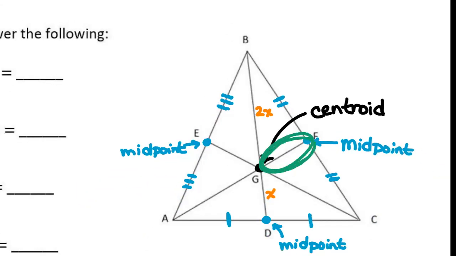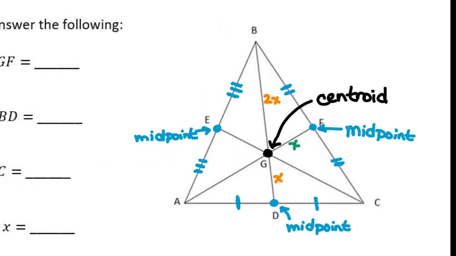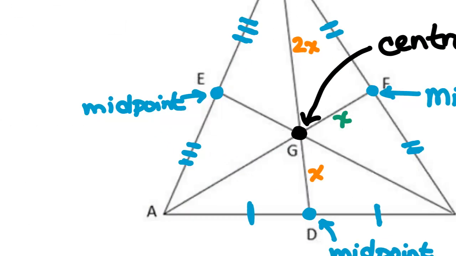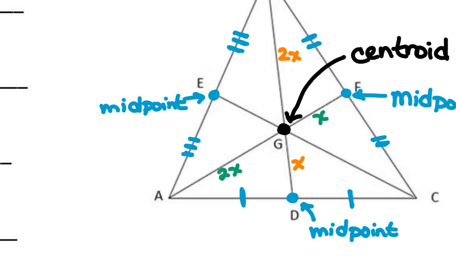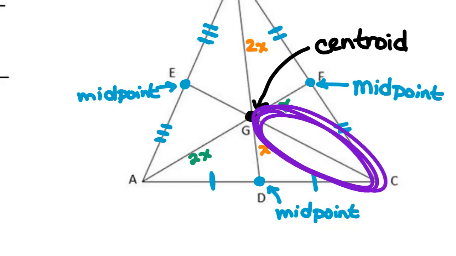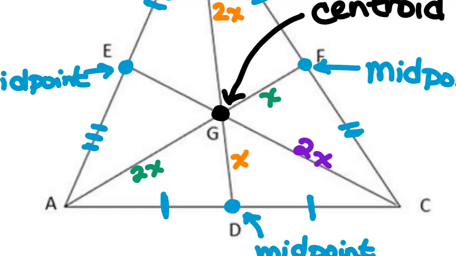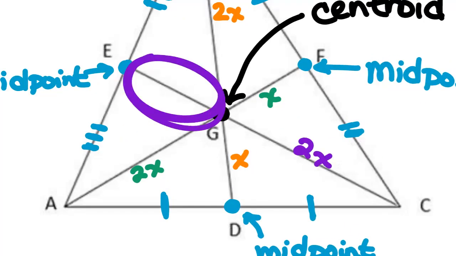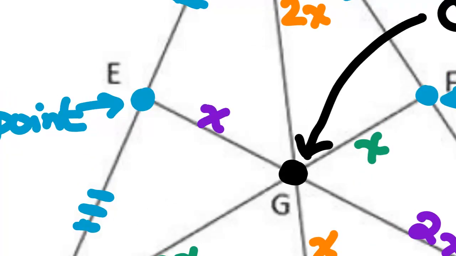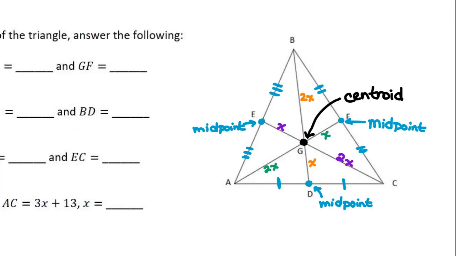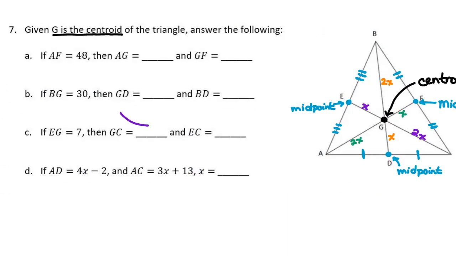What about this segment here? Would that be an X, a 2X, or a 3X? That's an X. So what about this segment? 2X. Is this one X, 2X, or 3X? 2X, yes. So what would this one be? X, perfect. So we've got it all labeled up. Now we're going to look at the questions that they're asking us.